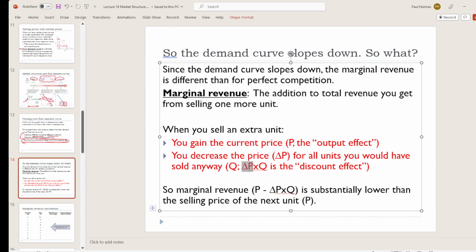Multiply that change in price by the quantity, and that gives us that discount effect. Then overall, price minus the quantity times the change in price is our marginal revenue. We'll have a look at how that works in our next example.